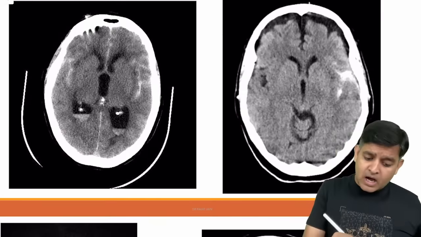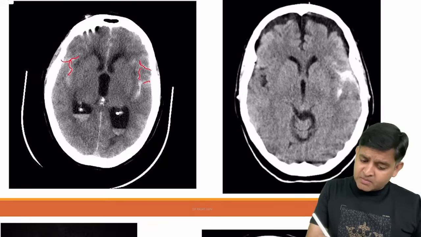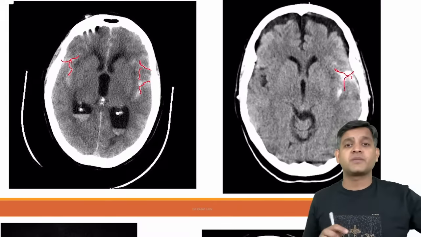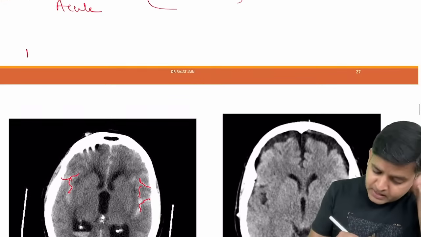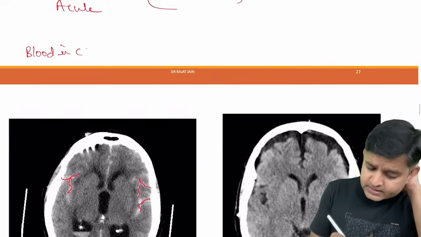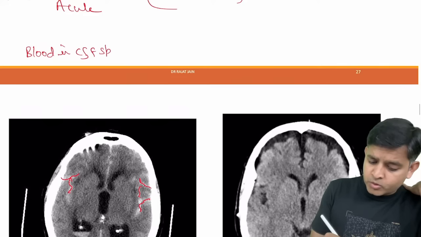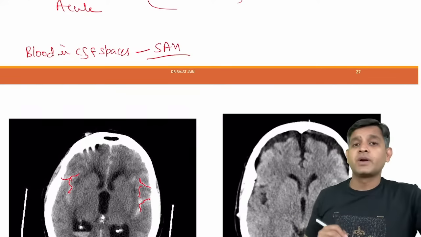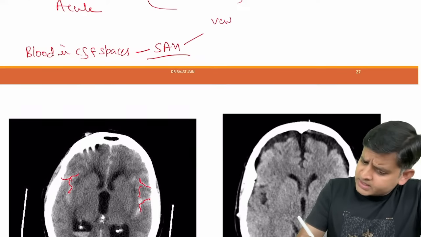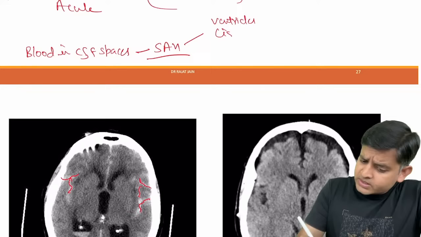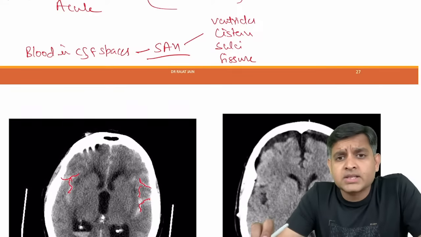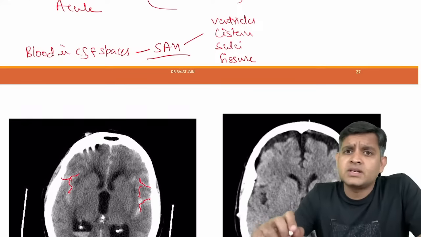Now tell me, what are these? Where do we see the blood? Now I am seeing the blood going as some irregular lines entering into the sulcal spaces, entering into the fissure. So the rule is, the moment you see blood in the CSF spaces, your answer is subarachnoid hemorrhage. What are the important examples of the CSF spaces? Ventricles, cistern, sulci, fissure. Whenever you are seeing the blood in the ventricles, cistern, sulci, fissure, your answer is SAH.